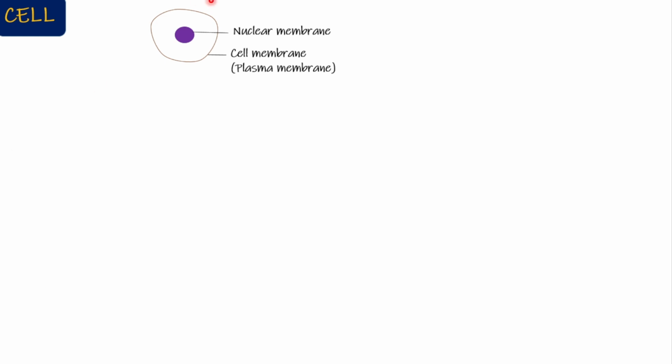So, cell. As you all know, the cell has a nucleus in its center, which is surrounded by the nuclear membrane, and the cell itself is surrounded by the cell membrane, which is also known as the plasma membrane. And everything inside the cell is known as protoplasm.